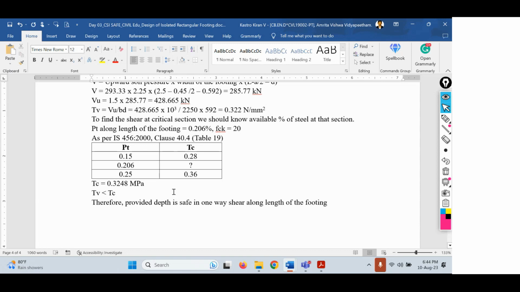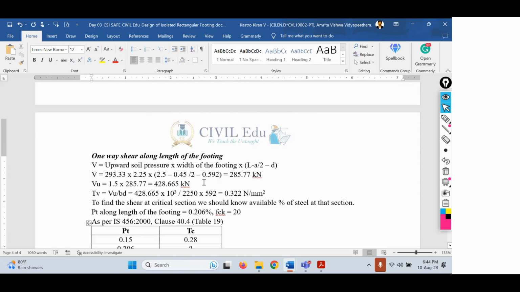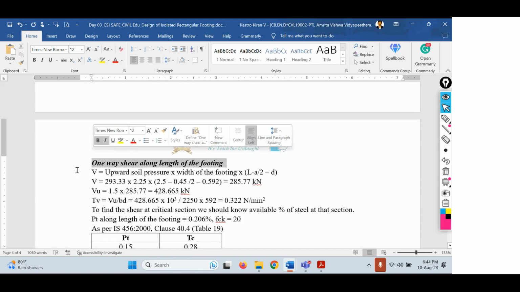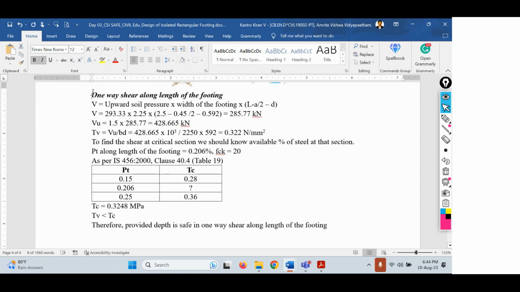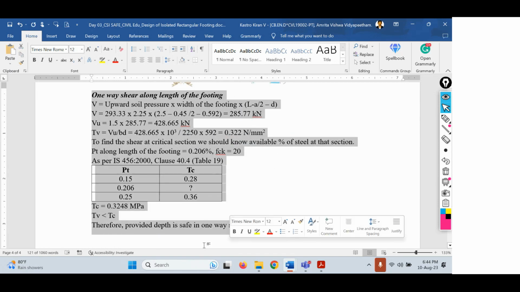Right. So now let us calculate the one-way shear along the width of the footing. Same calculations, nothing much change. So I'll just copy this entire one and I'll change the values accordingly.